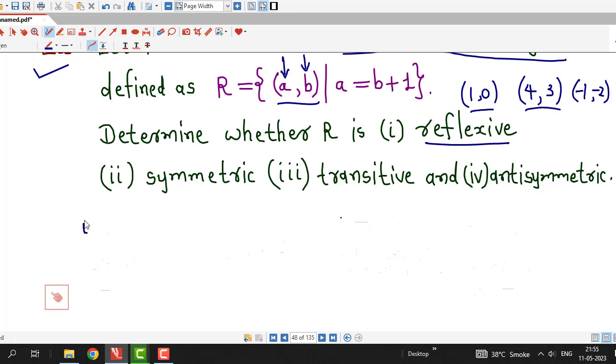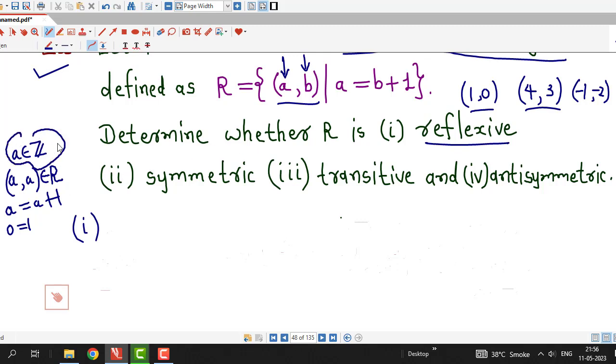We start with the first property, which is the reflexive property, and we know that a relation is reflexive if every element is related to itself, that is, the ordered pair (a, a) belongs to R for every a in the set of integers. Now this is possible if a = a + 1, and this implies 0 = 1, that is a contradiction. Therefore it is not possible that (a, a) belongs to R for every integer a. Therefore this relation is not reflexive.